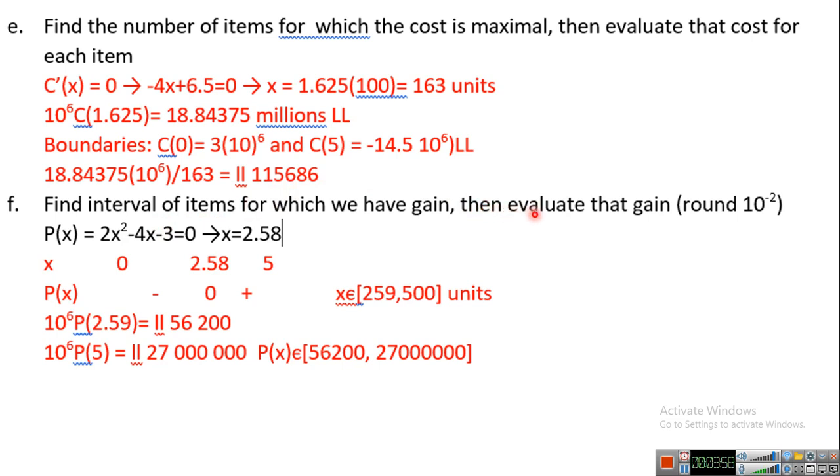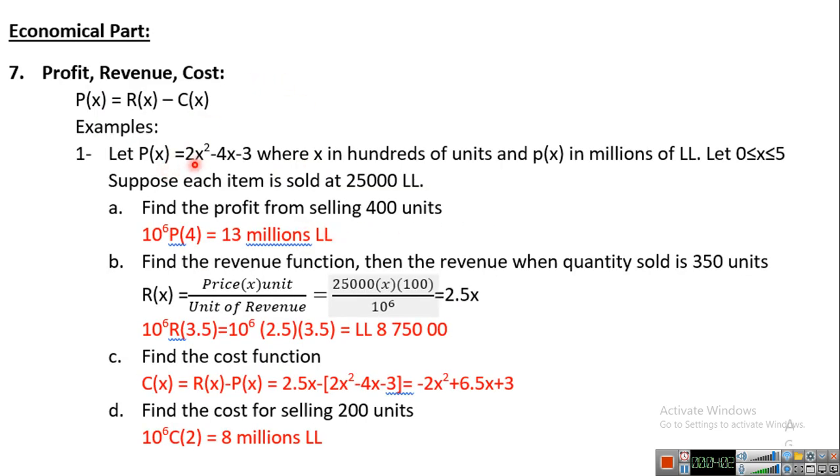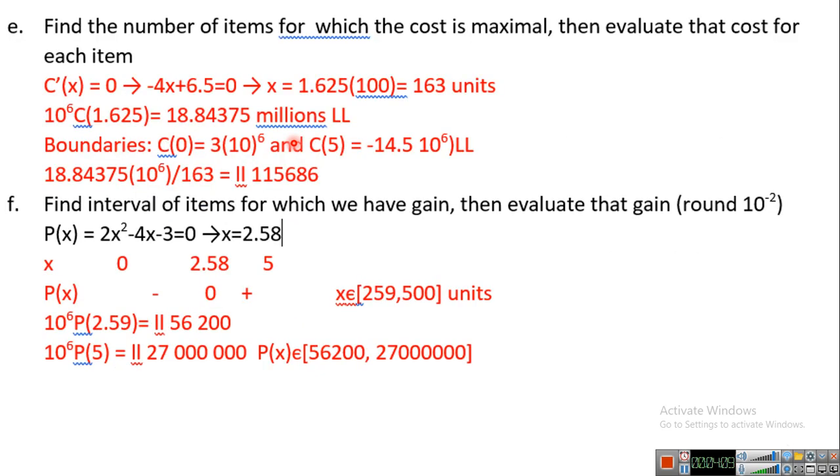In part F, find the interval of items for which we have gain. Here they want, we can talk about loss or break even. I have the profit function. This is the profit function. We have gain when the profit is bigger than 0, loss when the profit is less than 0, and break even when the profit equals 0. So I want gain. So you take this one, you find the roots in an equation of second degree.